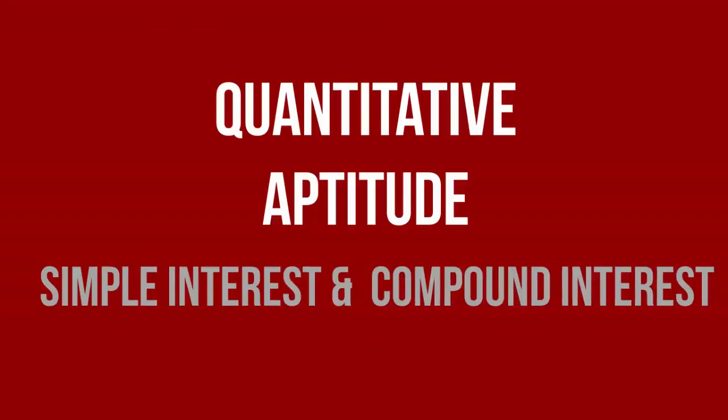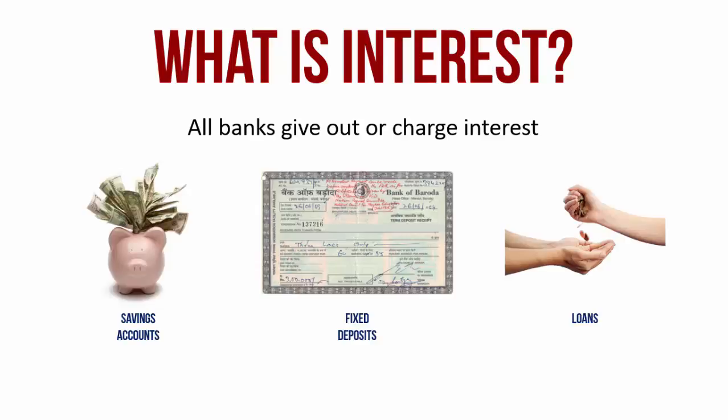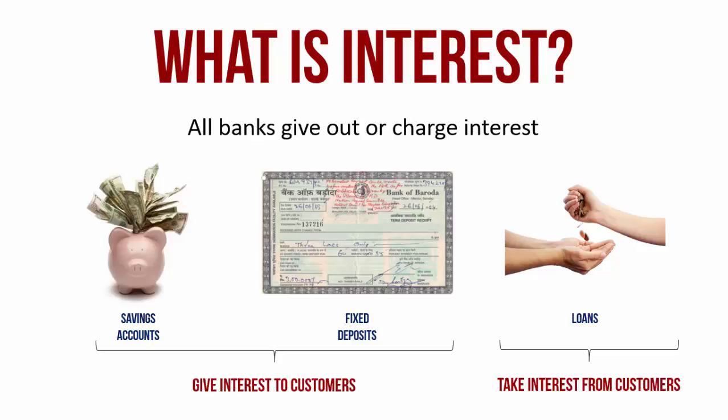This lesson shall be about the concepts of simple interest and compound interest. Interest is something that all banks give out. You could have a savings account, you could have a fixed deposit, you could have a loan. In the case of a savings account or fixed deposit, the bank gives you interest. In case you have a loan, you have to pay interest to the bank.